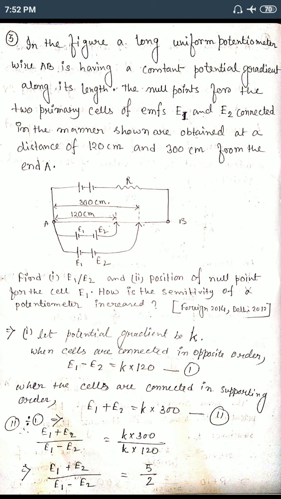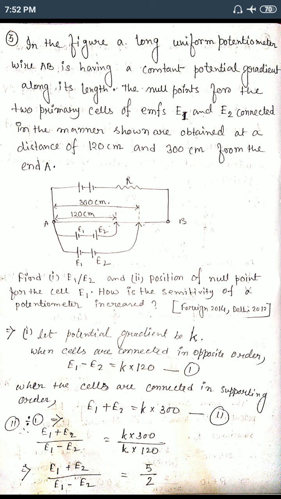So here the total EMF will be increased. And the external resistance, that is R, and another supply battery is given. So what do we find out? We find out the ratio E1 by E2, and we find out the position of the null point for the cell E1, only for E1. The null points are at 120 and 300 centimeter.